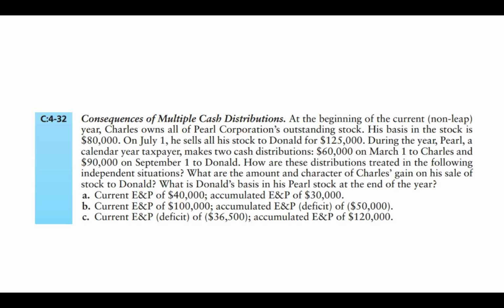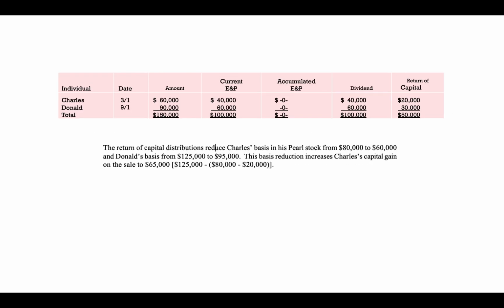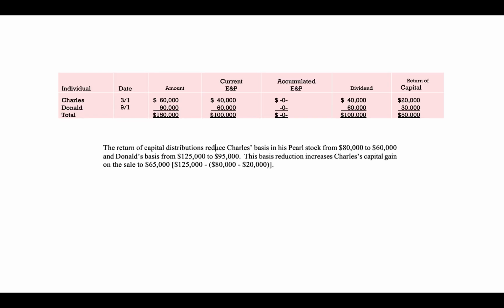All right, now part B, we're going to assume we have current earnings and profits of $100,000 and accumulated earnings and profits deficit of $50,000. All right, so this is how this is going to be laid out. We still allocate current earnings and profits pro rata, just like we did before. So that's exactly how we did it in part A, the same math. Accumulated earnings and profits, we have nothing anyway. So neither party gets any accumulated earnings and profits.